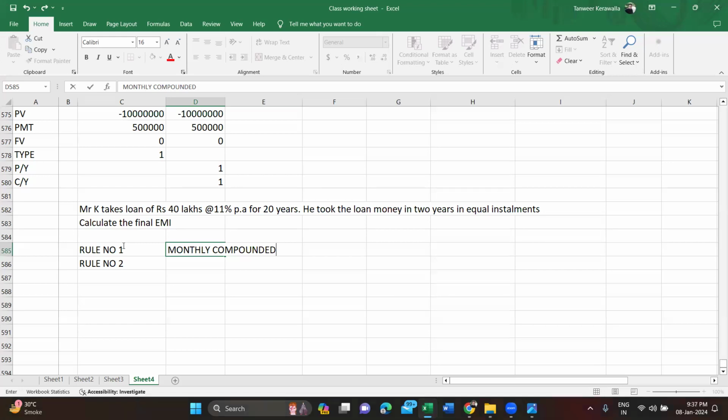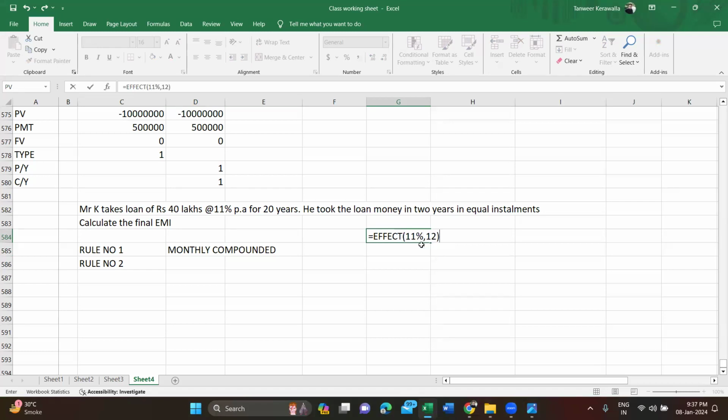Right. So normally the interest rate given on a loan is a nominal rate. You have to convert it into an effective rate. If you are taking a loan tomorrow, don't believe 11%. 11% is a nominal rate. You have to convert 11% to an effective rate. Right. So if I convert into an effective rate, let's say effective rate at 11% monthly compounding.